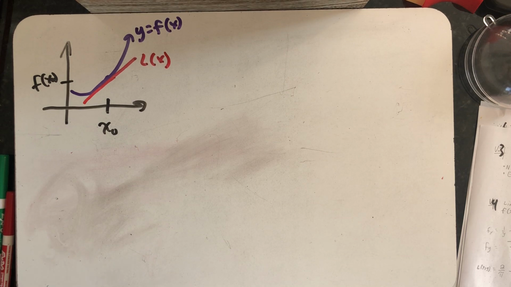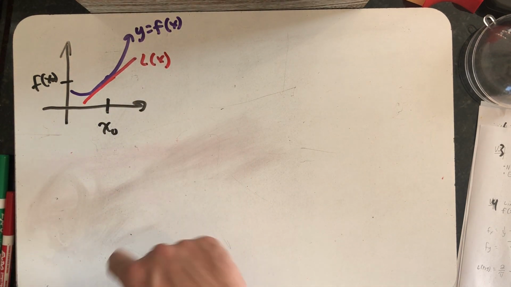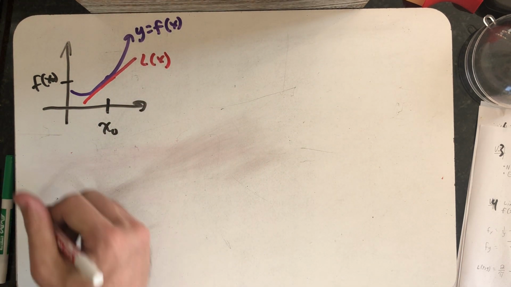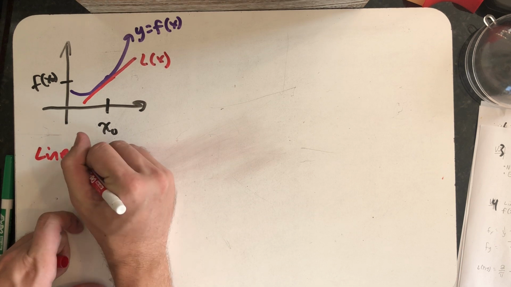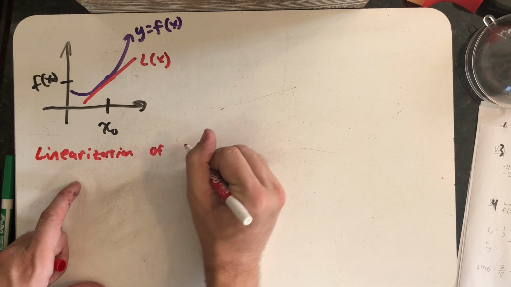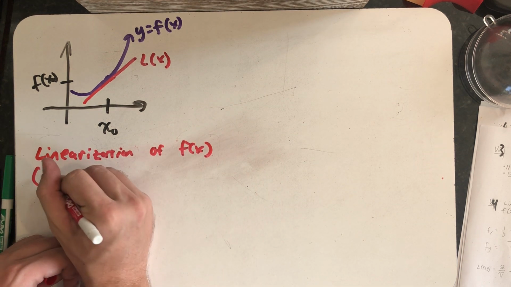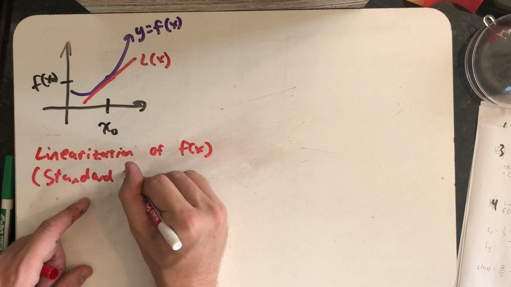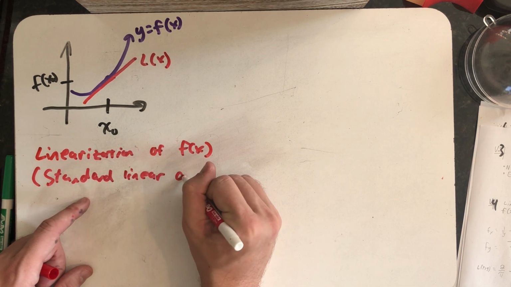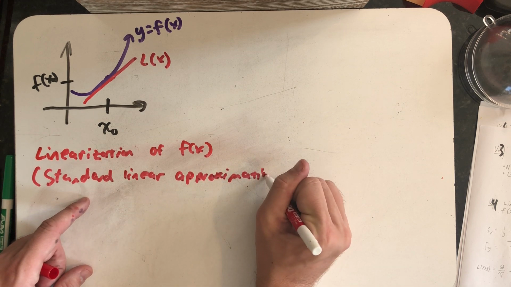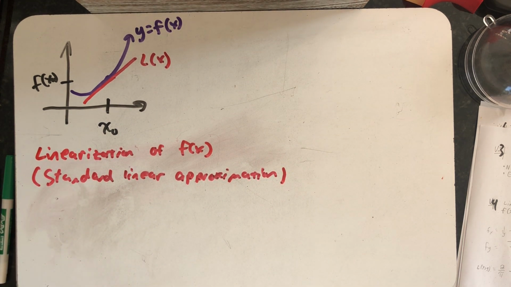On the board here, I have a function y equals f of x, and I've drawn a tangent line to it called L of x. L of x is called the linearization of the function f of x, also called the standard linear approximation of f of x. And here I'm thinking about at the point x naught.